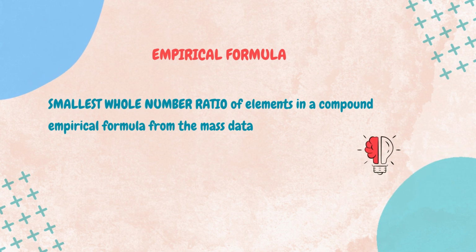Here's a fun fact. Glucose's molecular formula is C6H12O6, but its empirical formula? CH2O. Yup, sugar's simplified twin looks suspiciously like formaldehyde.